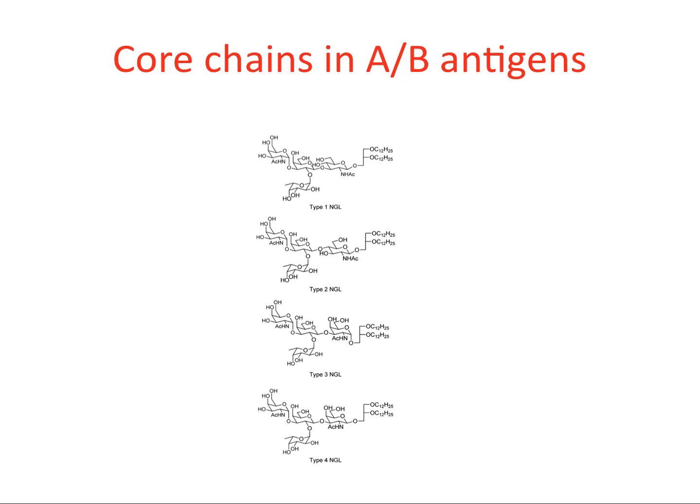I talked about the core chains, and I'm not going to go through the details, but there are actually at least 6 core chains on which these terminal oligosaccharides are placed. And they've all got a slightly different structure, and they're not all expressed in the same way in different tissues. And that can be relevant when it comes to antibody testing.